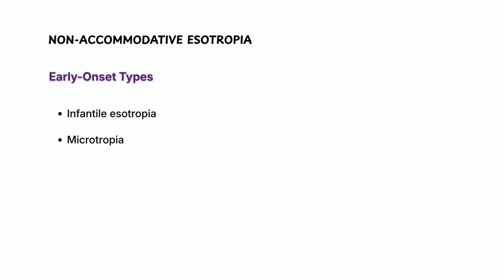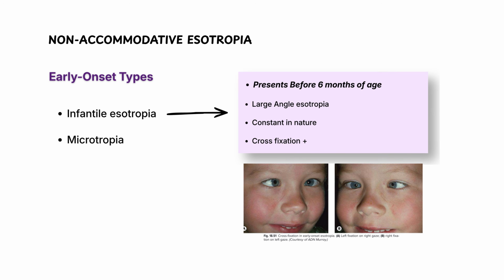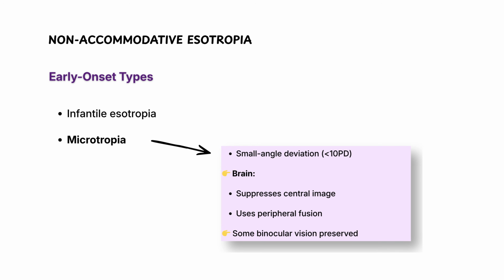We begin with esotropias that occur early in life. Here we have the infantile esotropia and the microtropia, although microtropia can also occur after surgery. Infantile esotropia presents before 6 months of age, and typically here the patient has a large esodeviation, often of constant variety. Microtropia, on the other hand, is a small angle deviation.